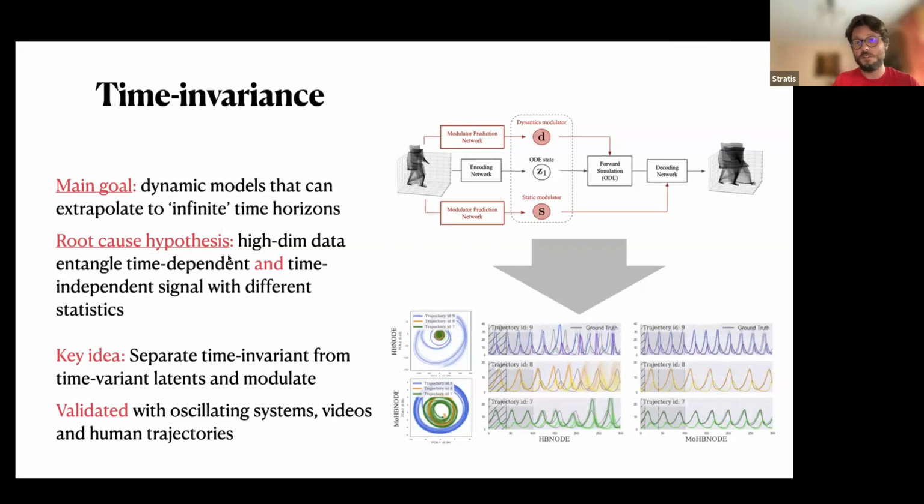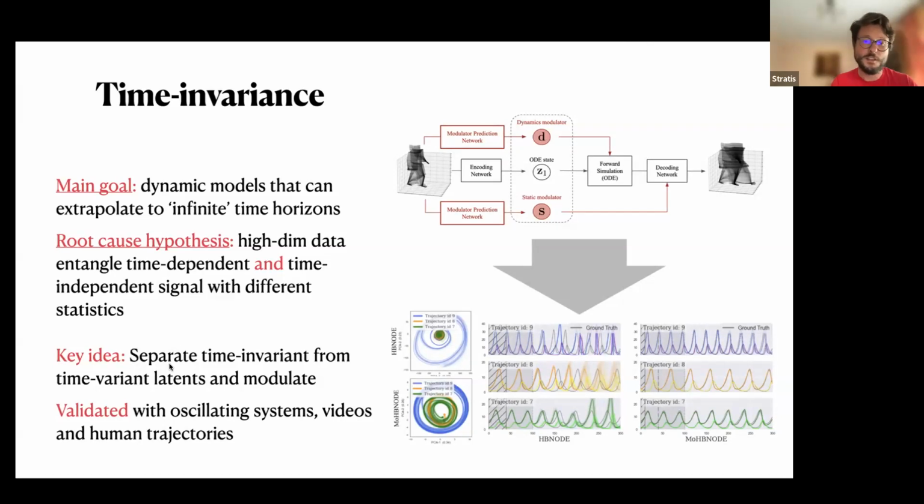And the root cause hypothesis for this work is that in high dimensional data, which is our interest, so videos, and by videos, it can be a lot of things. It can be videos in the computer vision sense, or videos of, for instance, scientific recordings. So the root cause hypothesis is that in high dimensional data, we have an entanglement between time dependent and time independent signals. And these two different sources of signals have different statistics. So treating them with a, let's say, monolithic model is not the way to go.